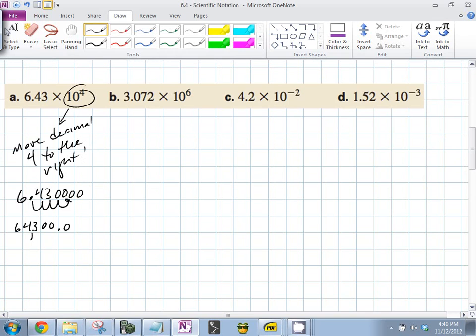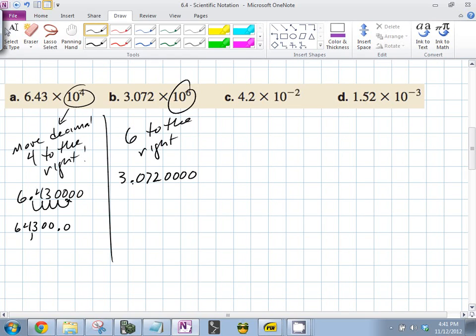This means 6 to the right. We put in some more placeholders like we did before so we can keep track of how many places we've moved. 1, 2, 3, 4, 5, 6, and the decimal place ends up right there. And we're left with 307200. And sometimes it's hard to keep track. Oh, we need one more 0 here to make it 6. So we end up with 3,072,000.